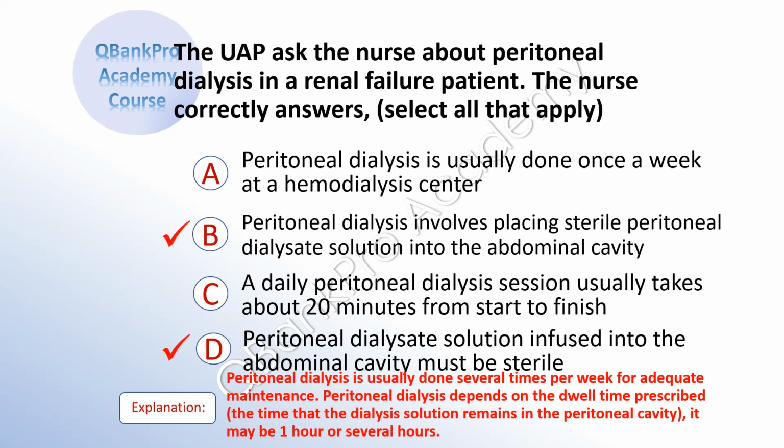The correct answer is B. Peritoneal dialysis involves placing sterile peritoneal dialysate solution into the abdominal cavity. And D. Peritoneal dialysis solution infused into the abdominal cavity must be sterile. Explanation. Peritoneal dialysis is usually done several times per week for adequate maintenance. Peritoneal dialysis depends on the dwell time prescribed, the time that the dialysis solution remains in the peritoneal cavity. It may be 1 hour or several hours.